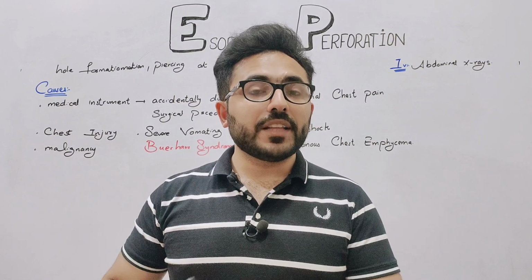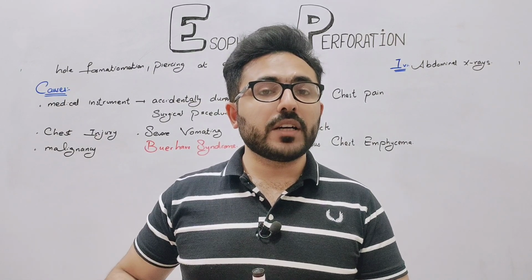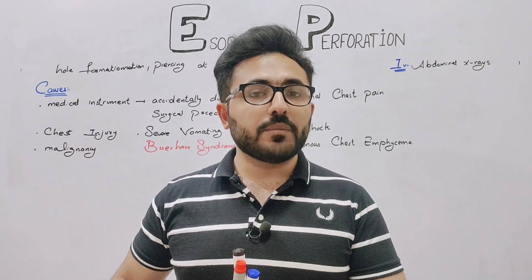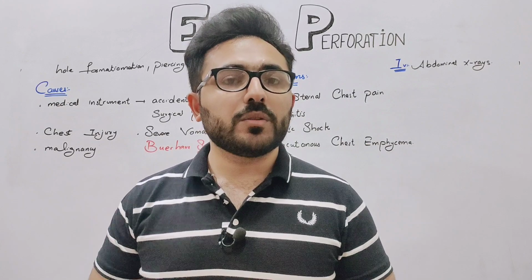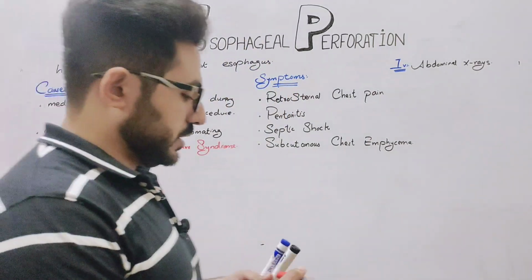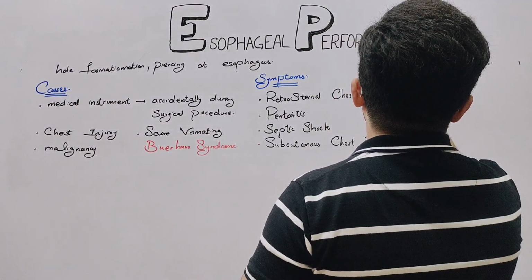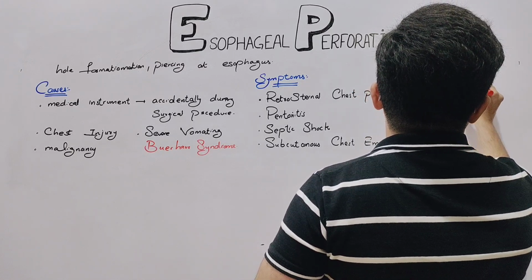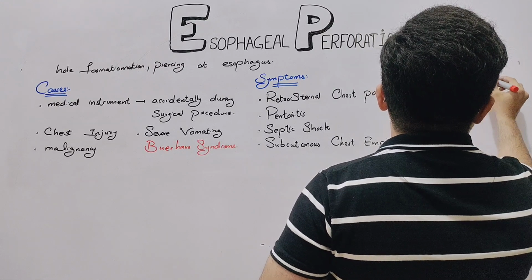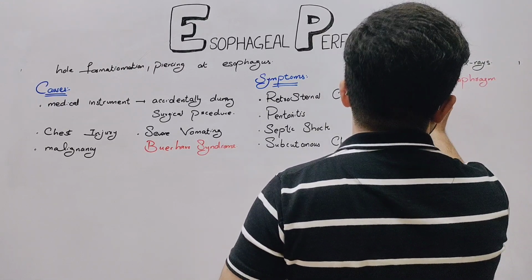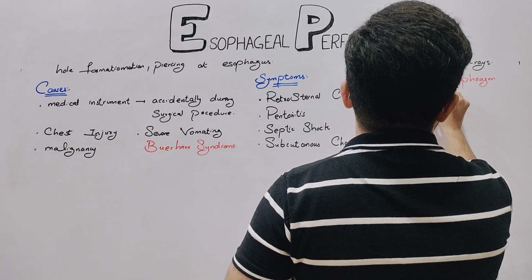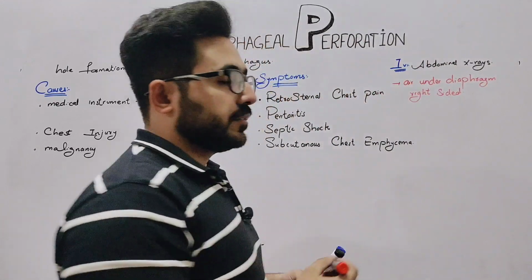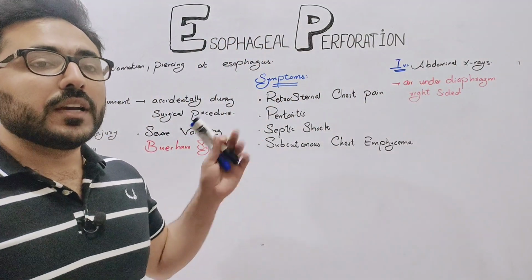But if you find on the right side of the chest a bubble or air under the diaphragm, then that will be a clinical sign of what? Esophageal perforation. Air under the diaphragm on the right side will be a clinical sign of esophageal perforation.